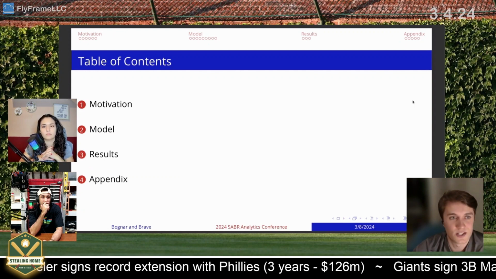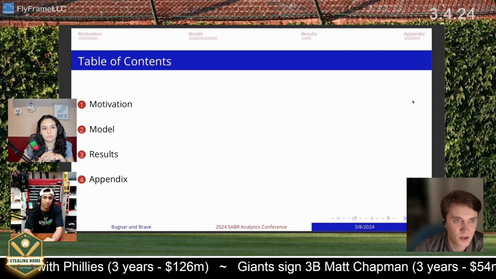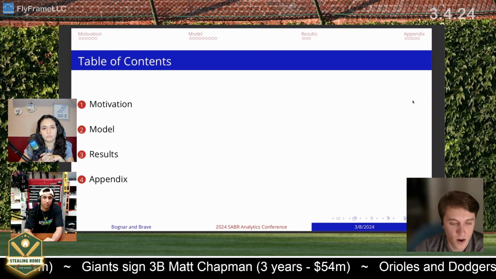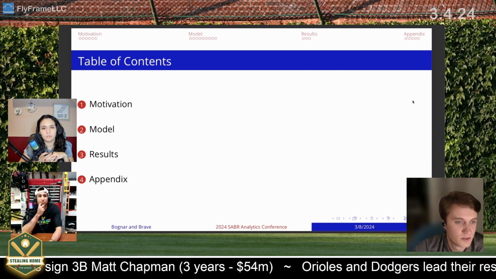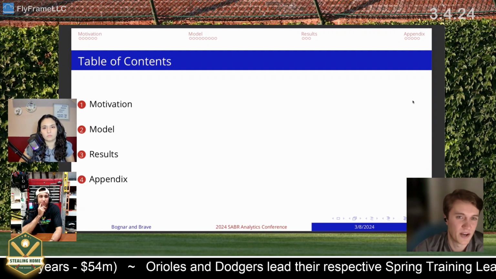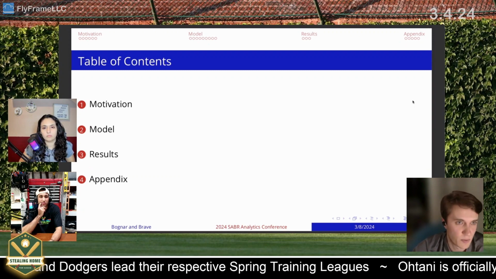So today's presentation is going to follow a very standard format where we'll first motivate what we're talking about. We'll then dive into the actual game theoretic model and formalize that model. And then finally, we'll get into results. I also have these appendix slides to help me answer questions that might come up.